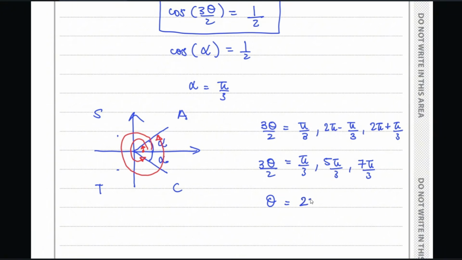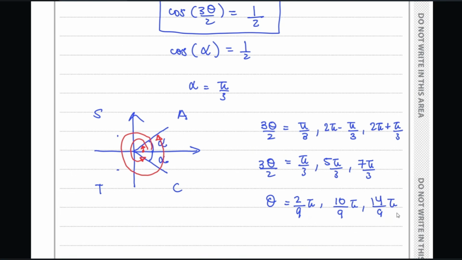So this will be 2 pi. 2 over 3 times 5 over 3 is 10 over 9 pi. And then 2 over 3 times 7 over 3, 14 over 9 pi. Sorry, the first one is 2 over 9, because we'll be multiplying 2 over 3 with 1 over 3, which is 2 over 9. So these are our solutions: 2 over 9 pi, 10 over 9 pi, and 14 over 9 pi.